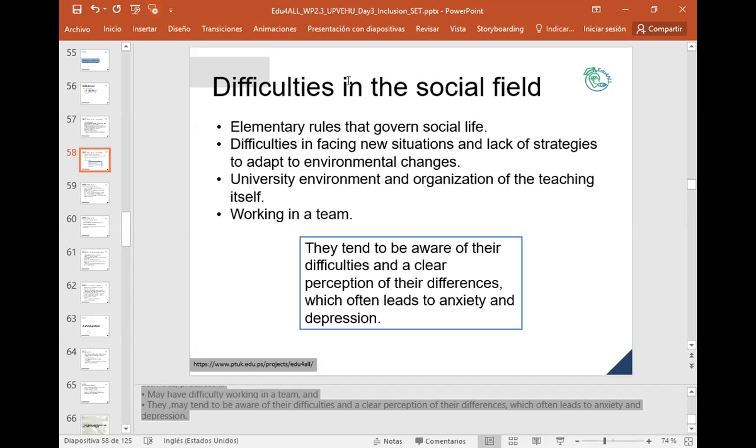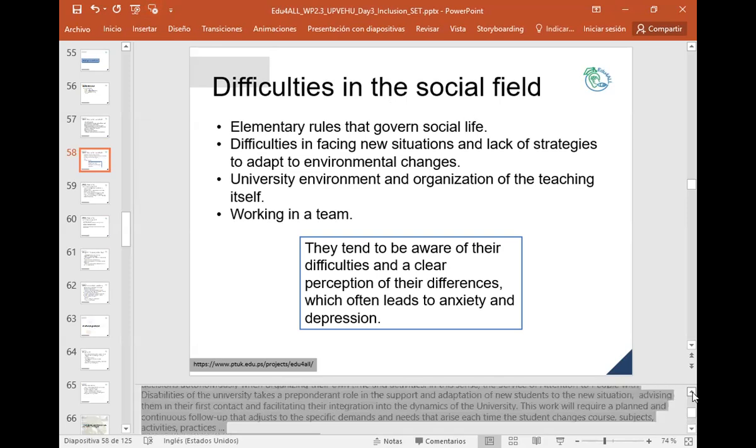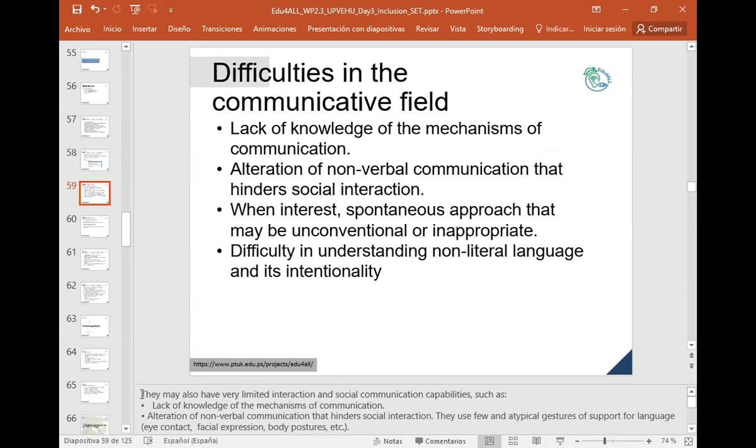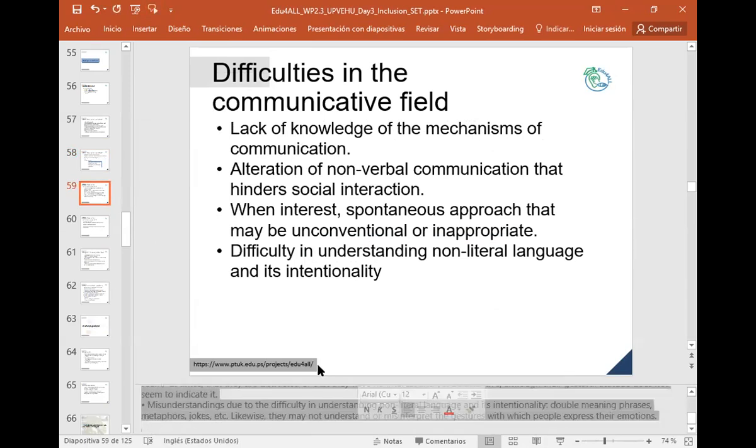They may have difficulty working in a team, and they may tend to be aware of their difficulties and have a clear perception of their differences, which often leads to anxiety and depression. They may also have very limited interaction and social communication capabilities, such as lack of knowledge of the mechanisms of communication, alteration of nonverbal communication that hinders social interaction. They use few and atypical gestures of support for language, eye contact, facial expression, body postures, etc. When they show interest, sometimes they opt for a spontaneous approach that may be unconventional or inappropriate.